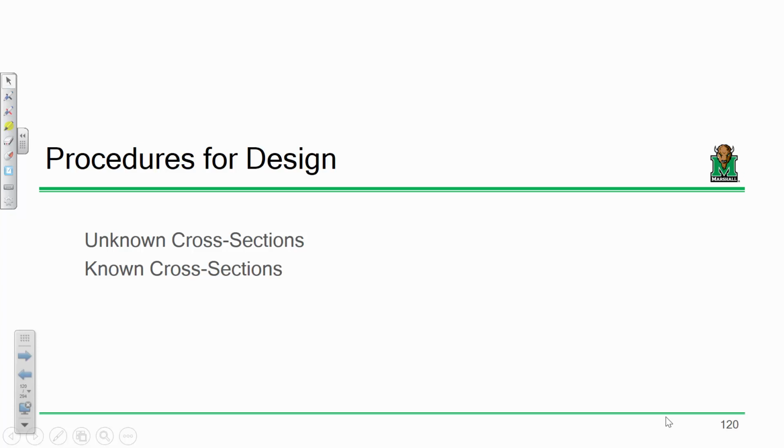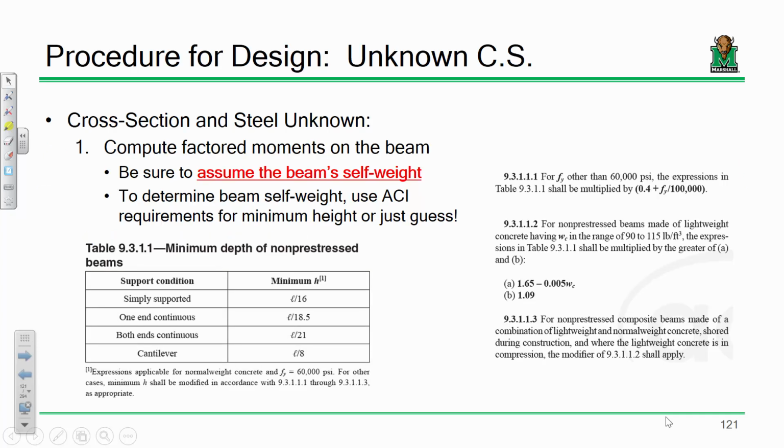Another known cross-section problem is the design of a slab, a one-way slab. That probably doesn't make a whole lot of sense right now. It will later, but suffice it to say that we choose our depth of our slab based off of minimum ACI requirements, and the width of our slab comes from our design assumptions, so we really don't need to worry about that either. So when we design a slab, we design assuming a known cross-section.